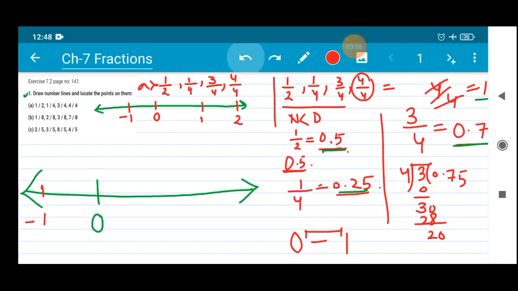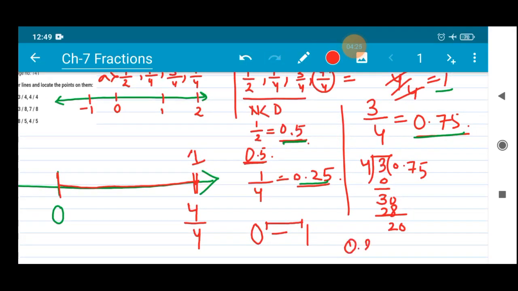So 1 is there, it's okay, 1 is there only. 1 can be written for 4 by 4. If I write 4 by 4 here, won't it be representing 1? It is representing 1. So that means the fractions 1 by 2, 1 by 4 and 3 by 4 come in between these numbers only. So which one is the smallest among these? 0.25, then 0.5, then 0.75.